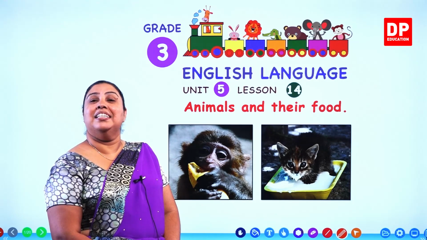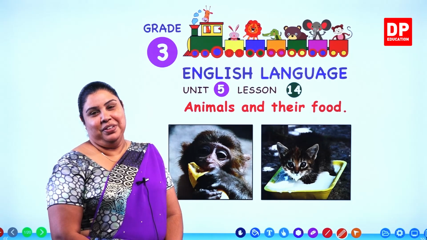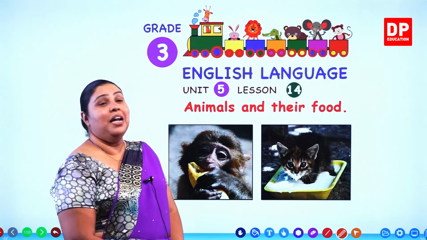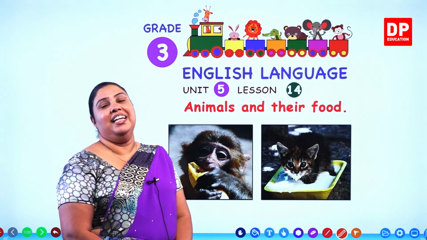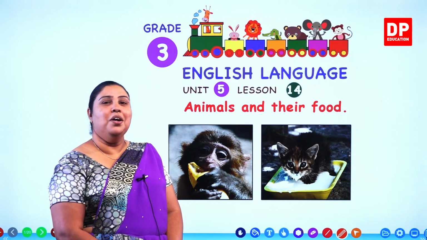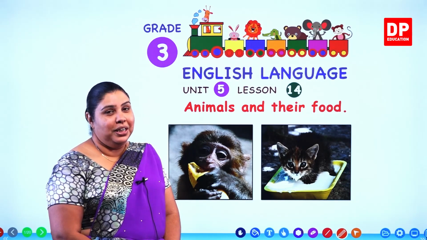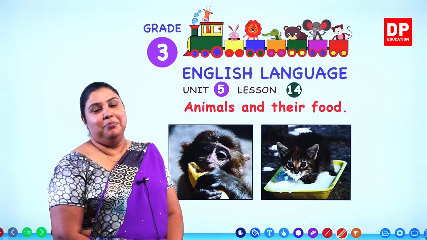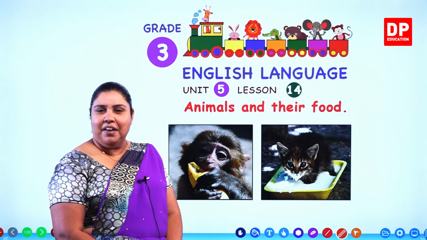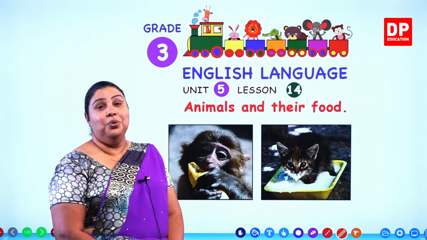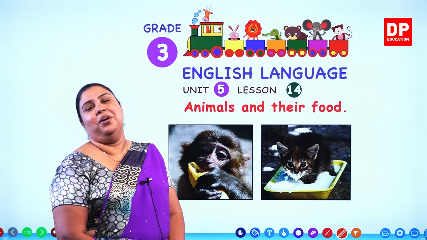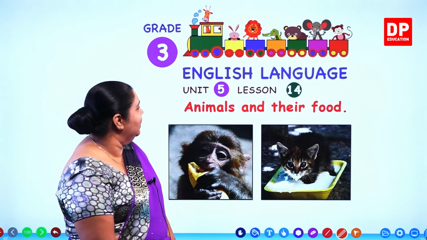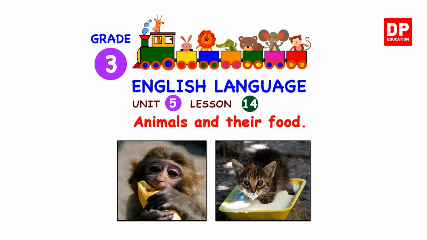I have come back once again, as I promised you, with my English lesson. Today we have to start lesson number 14. We have come a very long way. We have completed 13 lessons in unit number 5. Now, what is our unit number 5? We are talking about animal friends in our unit number 5. All these lessons, we have been talking about animals. Now we know quite a lot about animals and their behavior and the way they talk and all of that. So today, in my lesson number 14, we are going to talk about animals and their food.